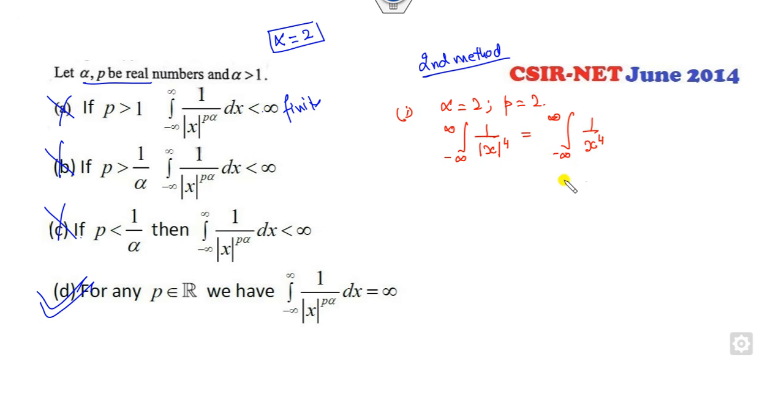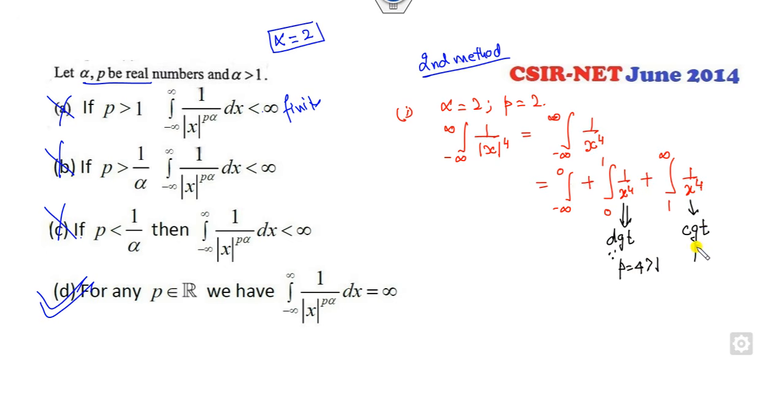Fine. Now what you can do is break it into minus infinity to 0, 0 to 1, and 1 to infinity. When you take this, what is that? It is divergent. Why? Because p equal to 4 is greater than 1. For this case it is convergent because p equal to 4 is greater than 1. One is divergent, the second is convergent, so the whole integral is divergent.